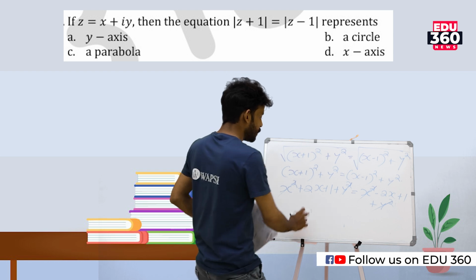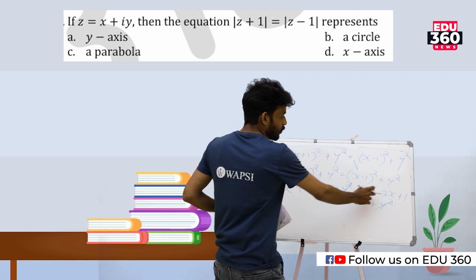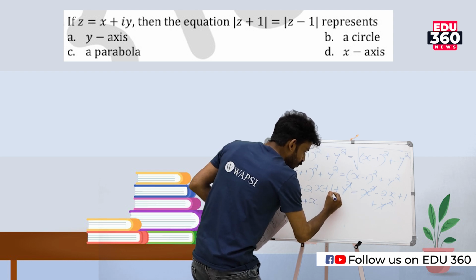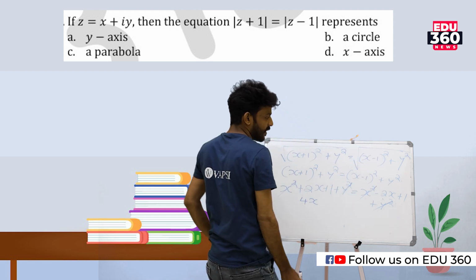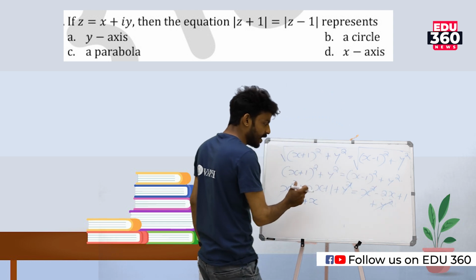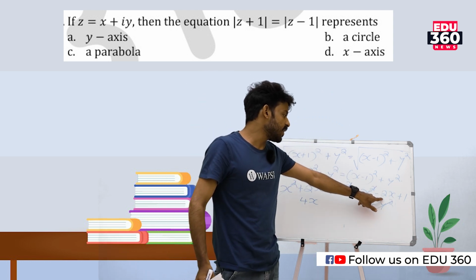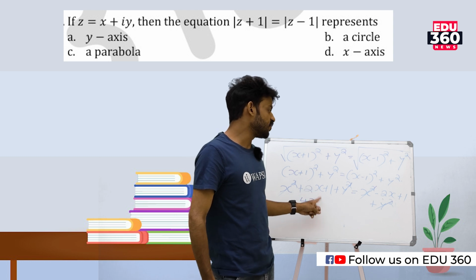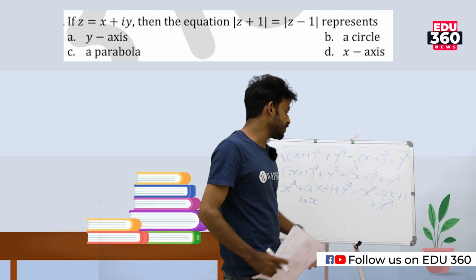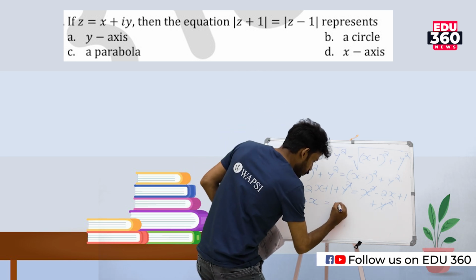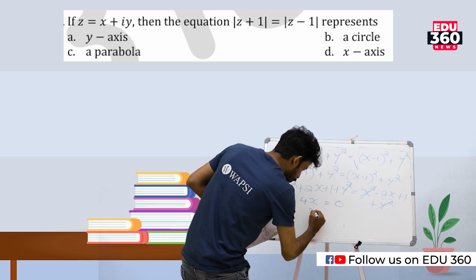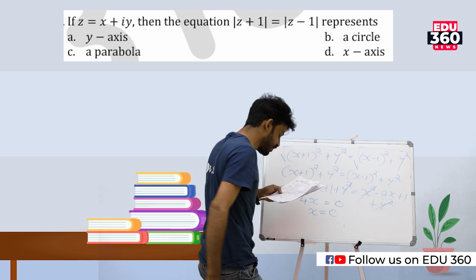Now look at 2x. First of all, move the minus 2x from the right hand side to the left hand side. When we move minus 2x here, it becomes positive 2x. So 2x plus 2x is 4x, and move the 1 to the right hand side, so 1 minus 1 is equal to 0. So x is equal to 0 by 4, so x is equal to 0.